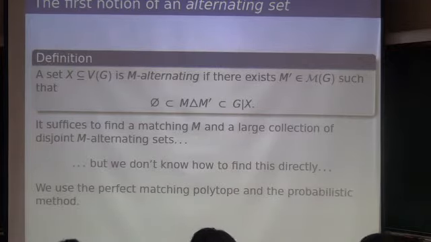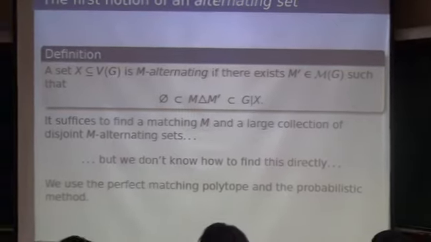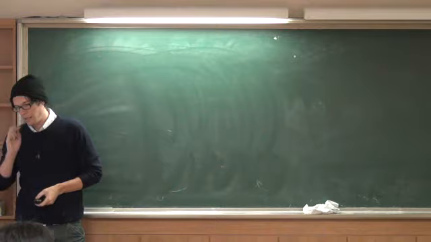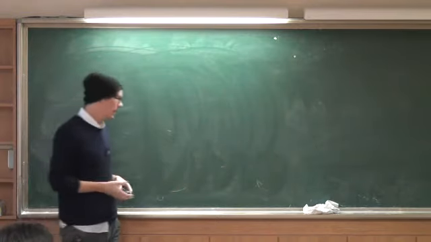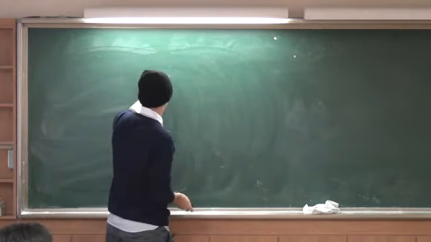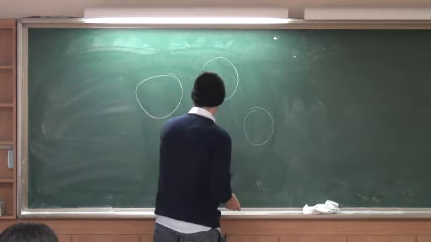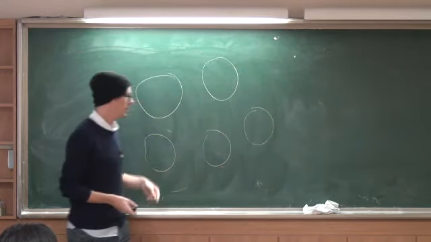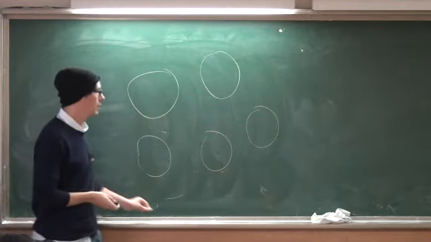So remember, we're looking for two perfect matchings with lots of alternating cycles in their union. And so we want to look at notions of alternating sets. We actually want to find sets so that we can find an alternating cycle in each of them. And since they're disjoint, we can just take our pick.